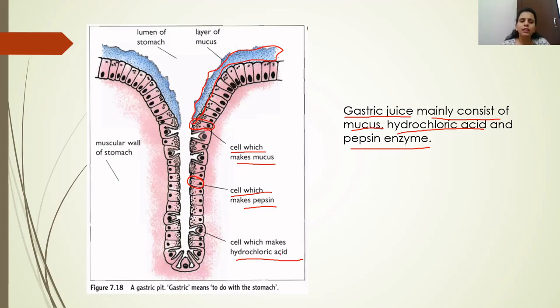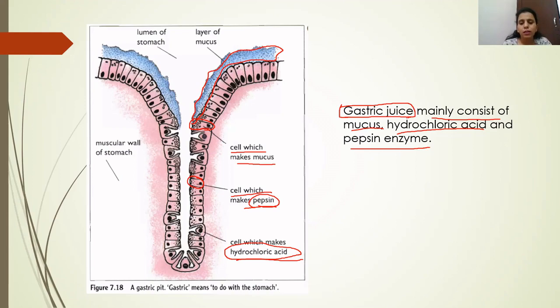These three types of cells are present in the wall of the stomach. One type of cell makes mucus, and after mucus is made, it covers the inner lining of the stomach. Another type of cell produces the enzyme pepsin, and the third type of cell makes hydrochloric acid. Understood? Now these three together, that is mucus, pepsin and hydrochloric acid, form the gastric juice. And remember, this gastric juice helps in the chemical digestion of the food which is present in the stomach.